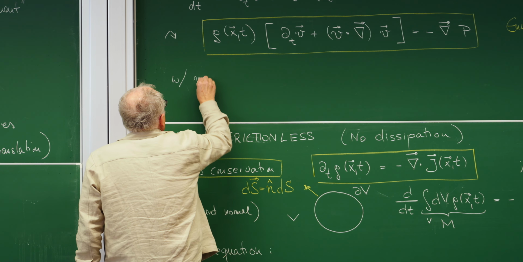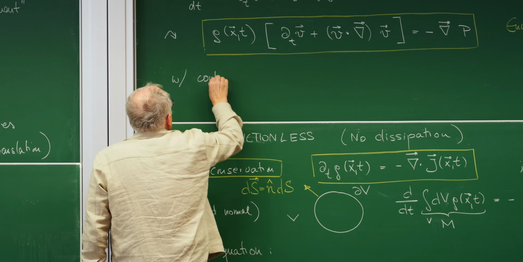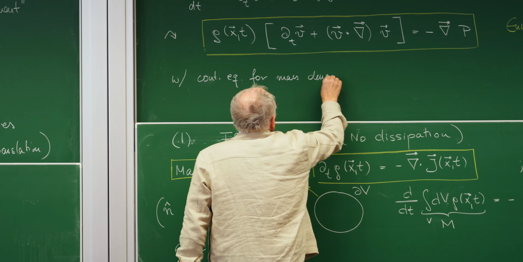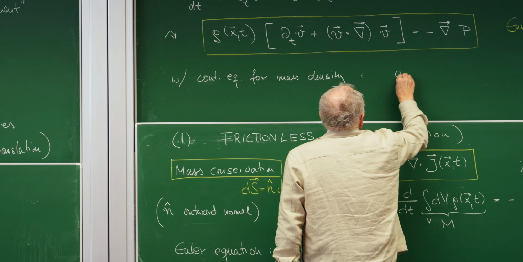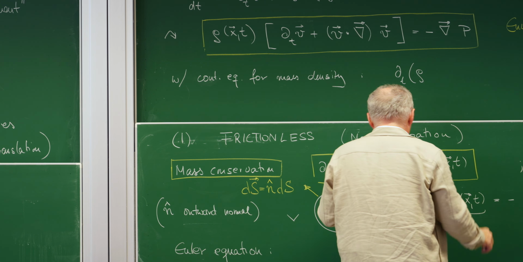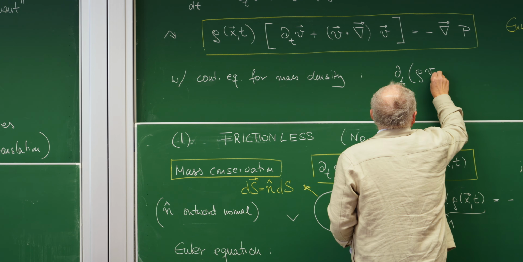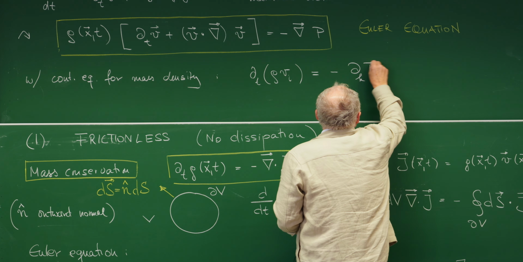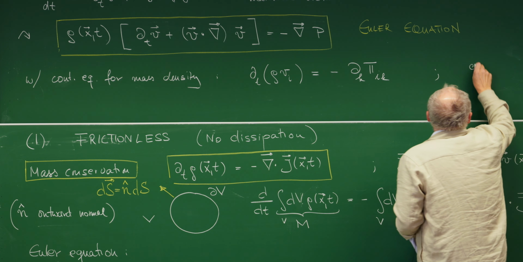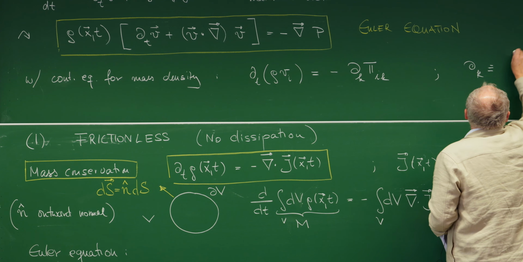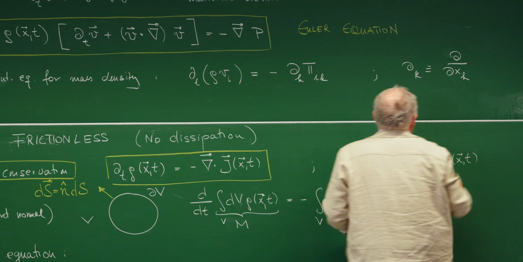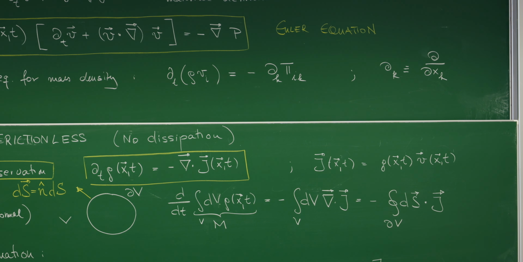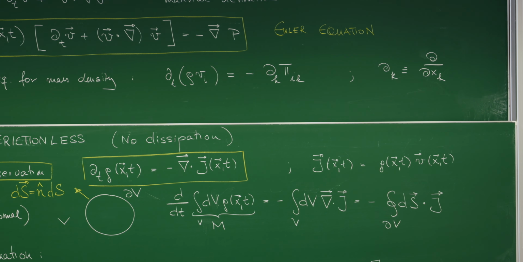So if you combine this with the continuity equation for the mass density, then you do get an equation for rho times Vi, and that is minus del k pi ik, and del k here is just the shorthand for the derivative with respect to the Cartesian coordinate xk. Okay. Why could I have guessed this? Or why does it have to be like so?